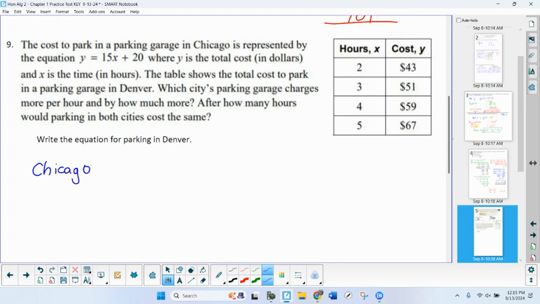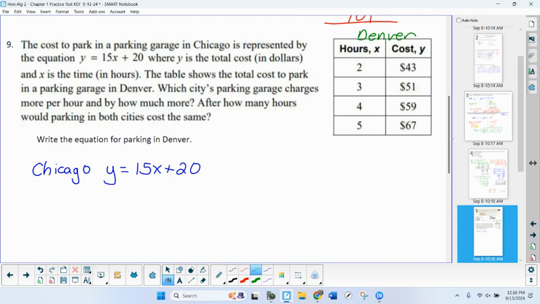Okay, this one talks about parking garages. The parking garage in Chicago is 15x plus 20. Okay, it says in Denver, this is Denver. I will make you write an equation for Denver. Don't use your calculator for this. You can, but I wanted you to do this by hand.